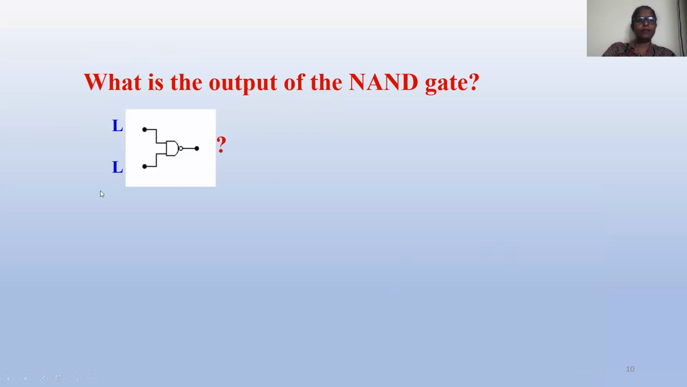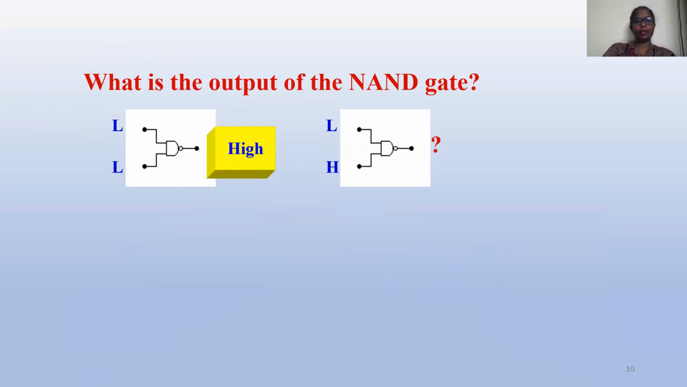Now tell me, we have seen the basic gates and their basic functionalities. If the inputs are low, low, what will be the output? Yes, you are correct. It is high, because if any one input is low, the output is high. Next, low, high. What is the output? High. Because if one input is low, the output is high.